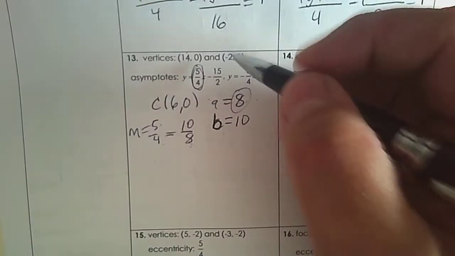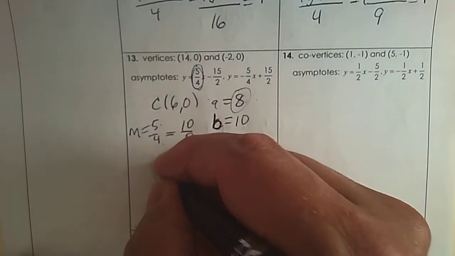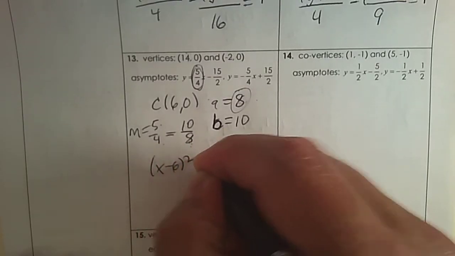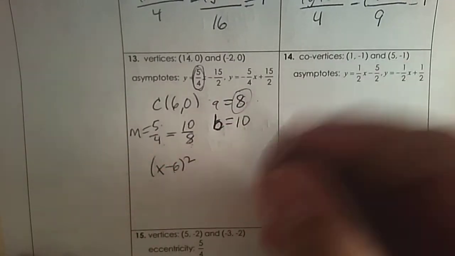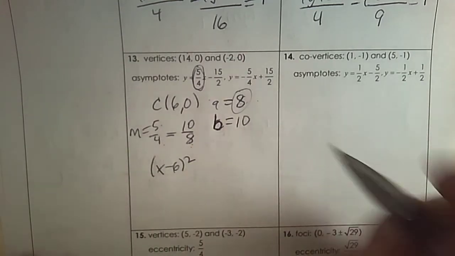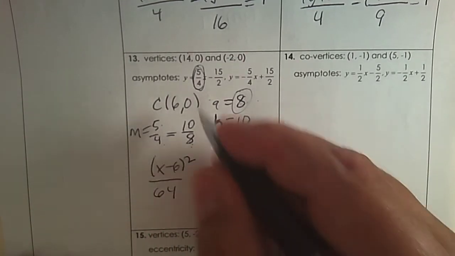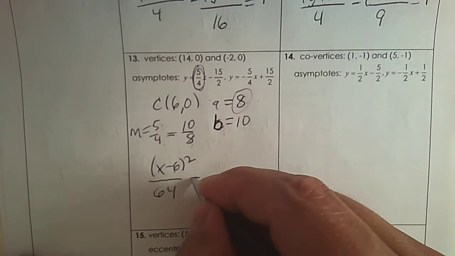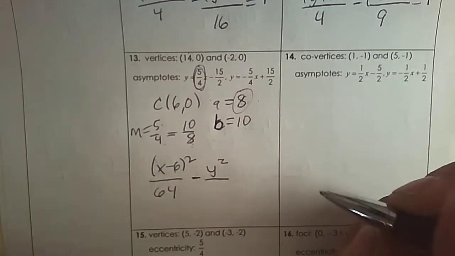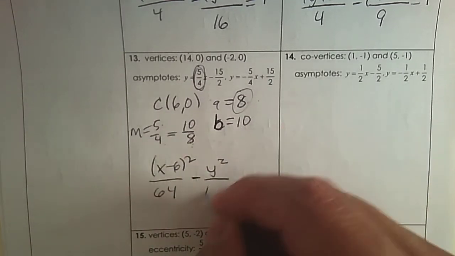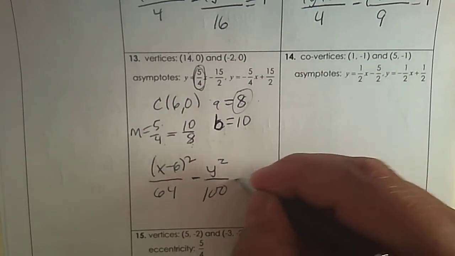And I know because it's the x's that change, I start with the x. So it's x minus 6 squared, and that's over 64. The y coordinate is 0, so it's just subtract y squared. And our b squared is over 100, and that's equal to 1.